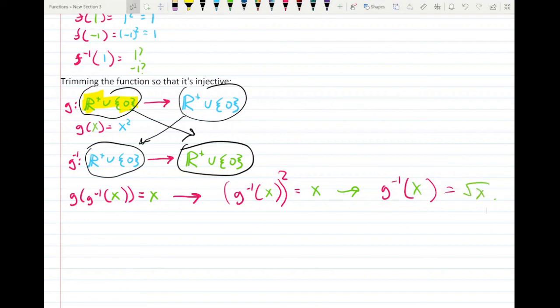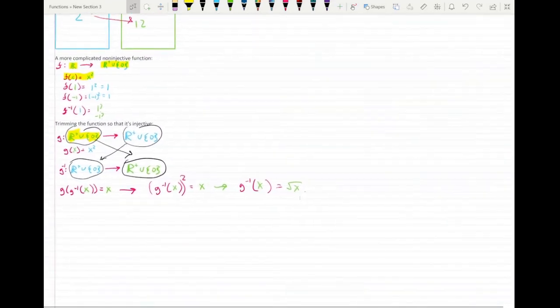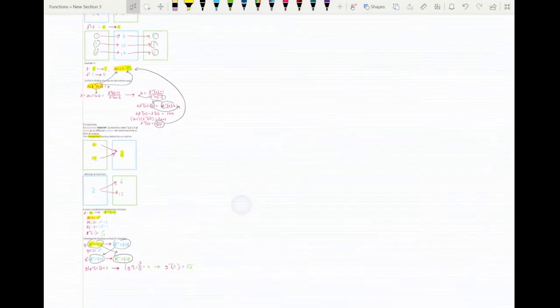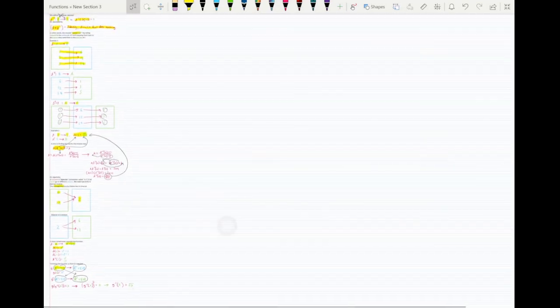And that's injectivity. So to recap, if a function hits its entire codomain and every single input maps to a different output, we can construct an inverse function that undoes the action of that function and combines with the original function to create the do-nothing function. And that's what inversion is all about.